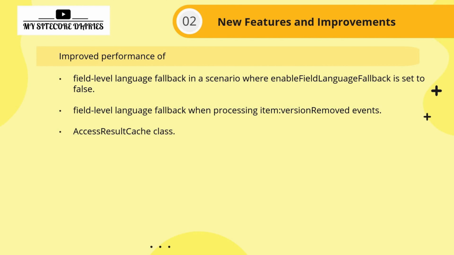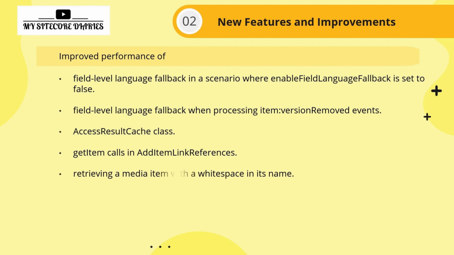Then the access result cache class is improved. The performance of result cache is improved. Get item calls in add item link references. This is a good one because you must have seen that when you try to get the link references, it is a bit slow. So this is good. Retrieving a media item with a white space in its name. Okay. Improvements in rebuilding the Sitecore master index have been made. So there is an improvement in the performance of rebuilding the master index.